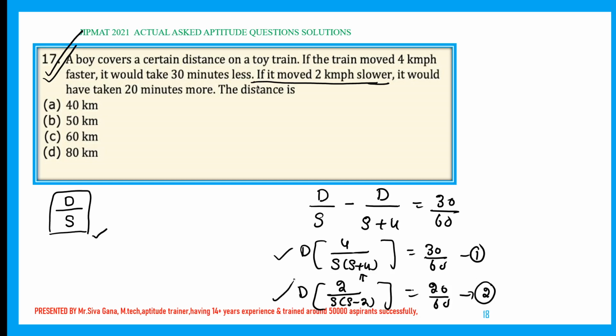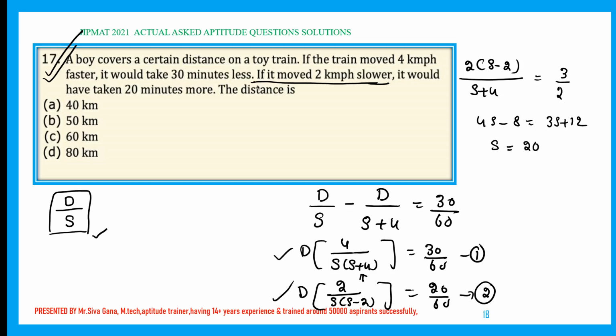Similar kind of equation. If we divide equation 1 and 2, d gets cancelled. Finally, how much are we going to get? 2 into s minus 2 divided by s plus 4, which is nothing but 3 divided by 2. Upon cross multiplication, 4s minus 8 is equal to 3s plus 12. Therefore 4s, yes, 12 plus 8, 20.